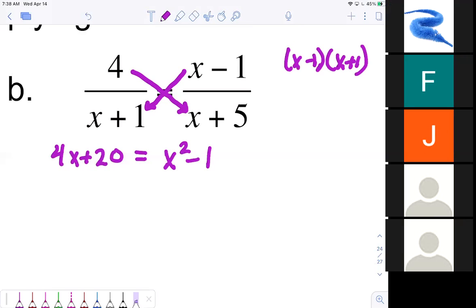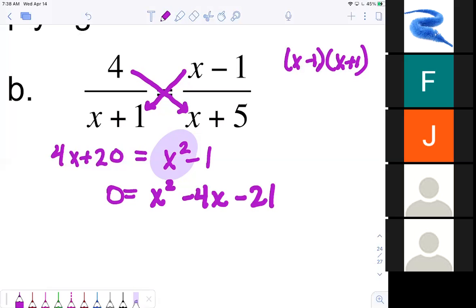Thinking about the next step here, setting it equal to 0, because there is an x squared term. Here's my x squared. Once there's an x squared in the problem, we're going to have to set this equal to 0. So we have x squared minus 4x minus 21.